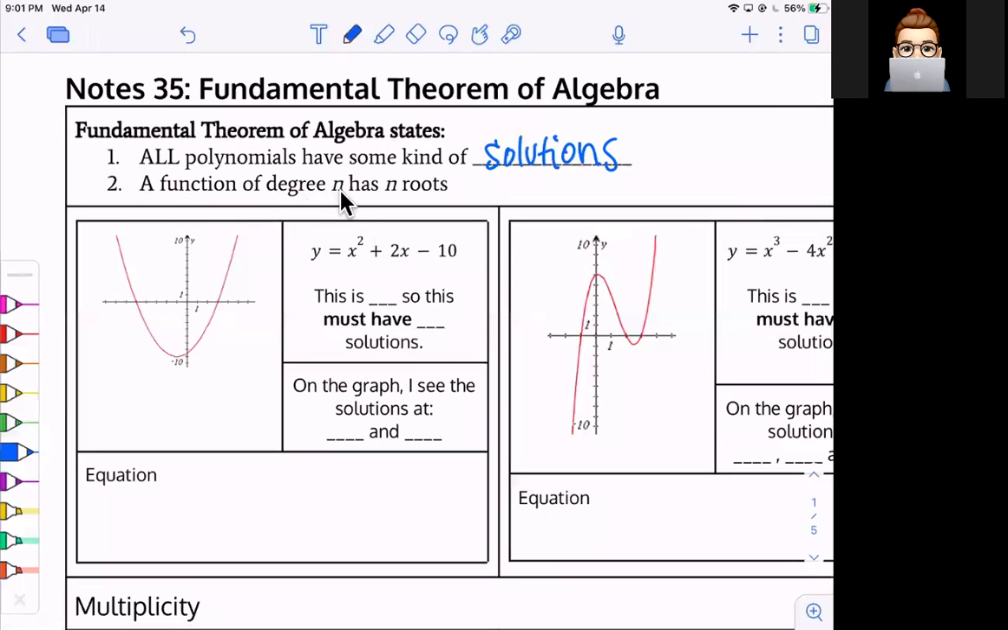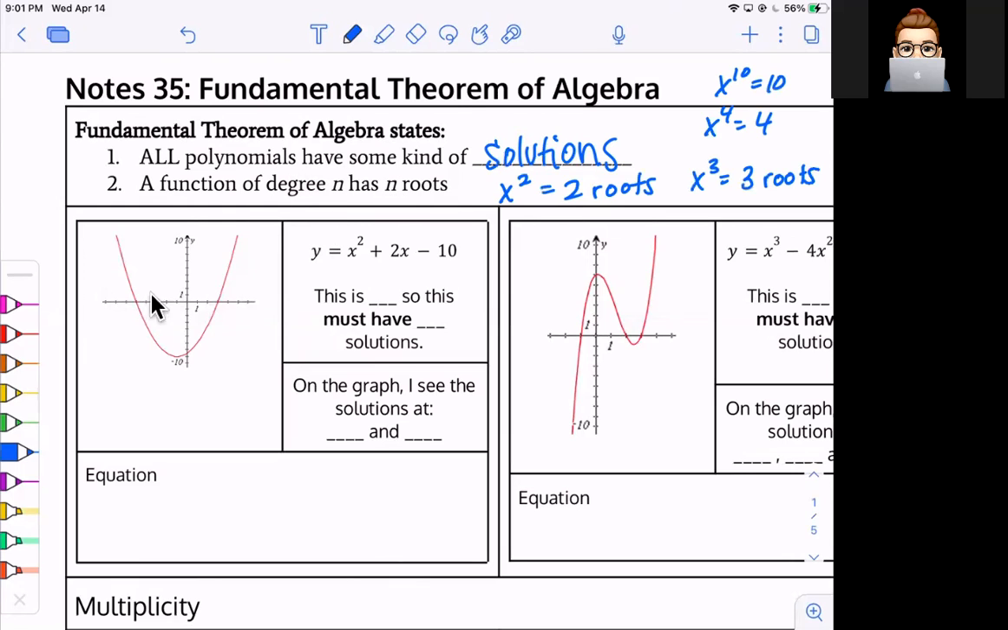It says a function of degree n has n roots. So if it has a degree of x squared, or 2, then it's going to have 2 roots or 2 solutions. If it's x to the third, it's going to have 3 solutions or 3 roots. If it's x to the fourth, it'll have 4. If it's x to the 10th, it'll have 10, right? Whatever the degree is, that's how many roots it's going to have.